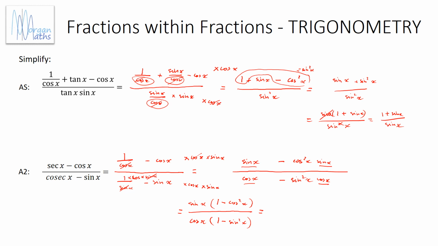So let's tidy up. We now have sine x multiplied by sine squared x over cos x multiplied by cos squared x. Well, this really is sine cubed x over cos cubed x, and this means that we have tan cubed x.